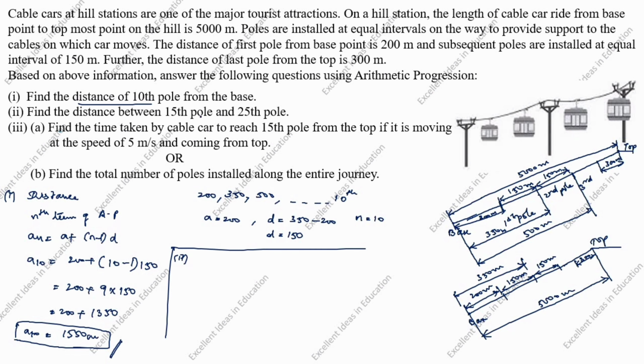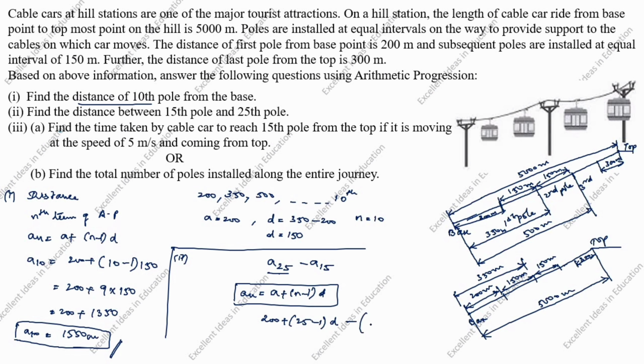Next, second question. Find the distance between 15th pole and 25th pole. So we will minus A25 minus A15. What is the nth term of AP formula? A plus n minus 1 into D. This is nth term of AP formula. Next, A25, how we will write? A is 200 plus n is 25 minus 1. D as it is you have to write it.